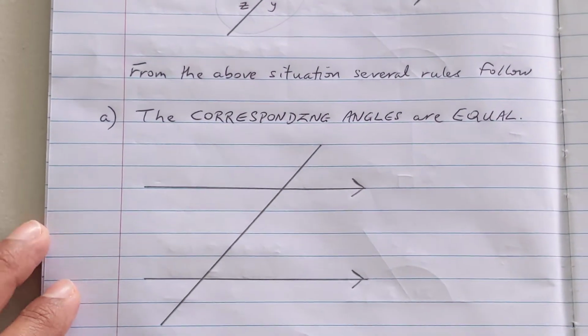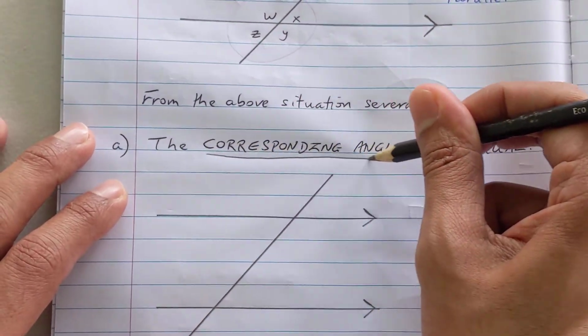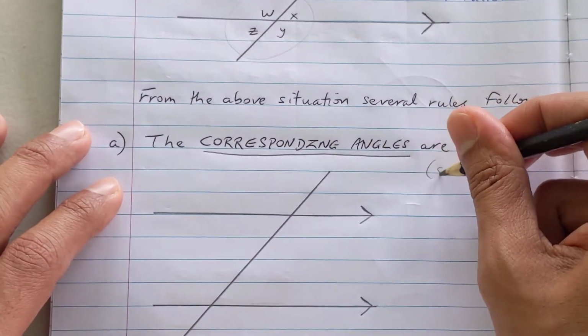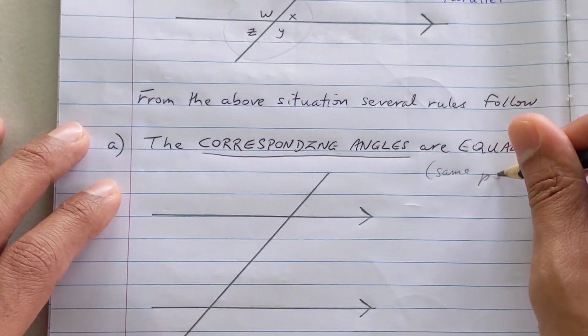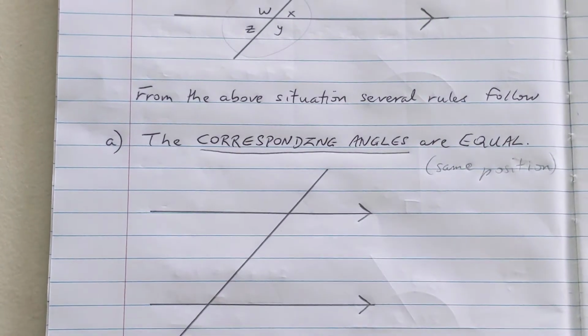And the first rule from this situation is corresponding angles. So corresponding means in the same position. So angles that are in the same position on the piece on the top and the bottom, they have to be in the same position, are going to be equal.